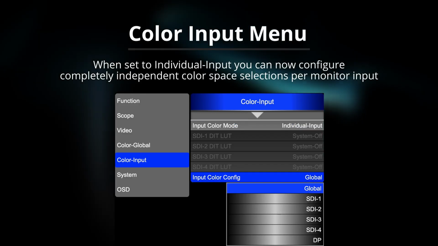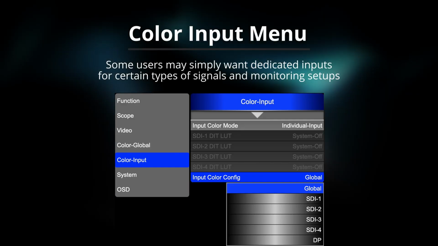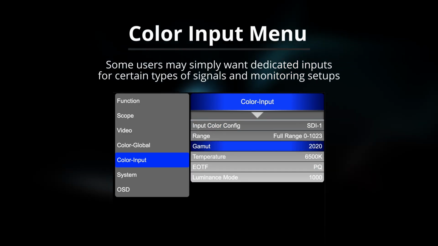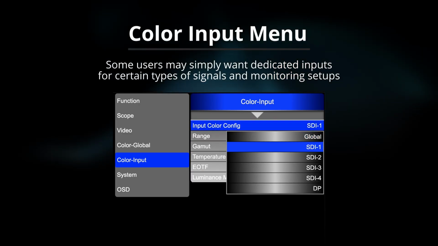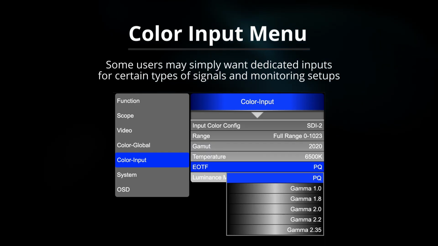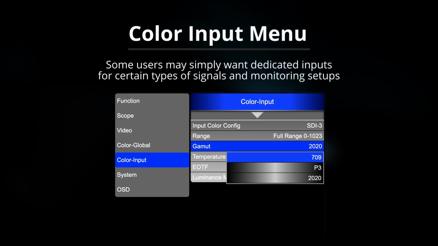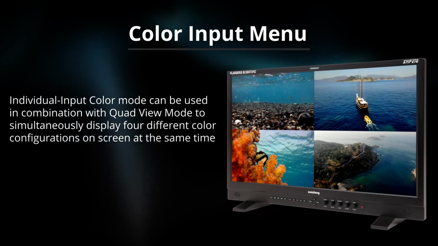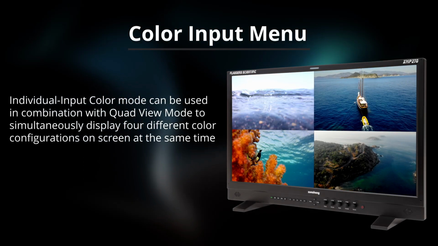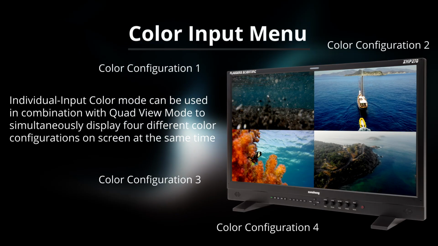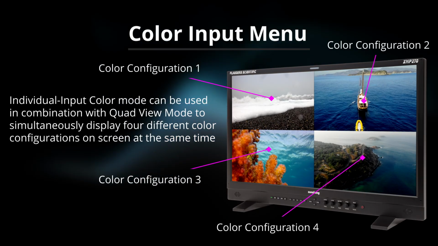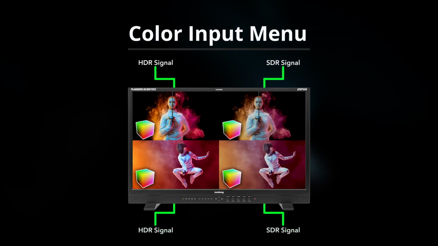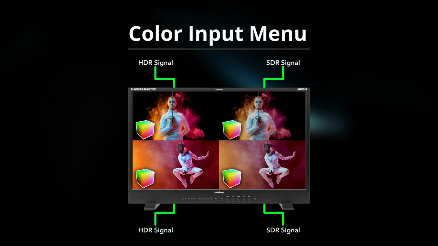This serves many potential purposes. For example, some users may simply want dedicated inputs for certain types of signals and monitoring setups, like perhaps setting up SDI1 for P3 PQ monitoring, SDI2 for Rec 2020 HLG monitoring, and SDI3 for Rec 709 Gamma 2.4 monitoring. The other incredibly significant thing you can do with this individual input color mode is utilize it in combination with quad view mode, so your monitor can be set up to display 4 different color configurations on screen simultaneously. As an example, you could use this to monitor HDR and SDR versions of a camera output on the same display at the same time.